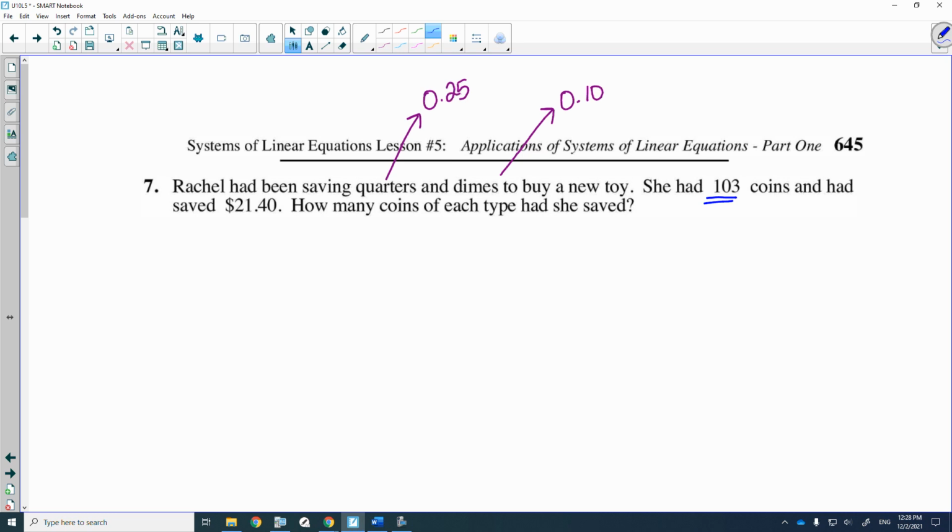She has 103 coins total. So the first system is in her piggy bank. All she has is quarters and dimes, but she's got 103 of them. What would that equation be? That was like the 5s and the 10s. But think about your variables. Use Q for, Caleb, do you know what it would be? That's right. Q plus D is equal to 103. However many quarters she has, plus however many dimes she has, it totals 103 coins total.